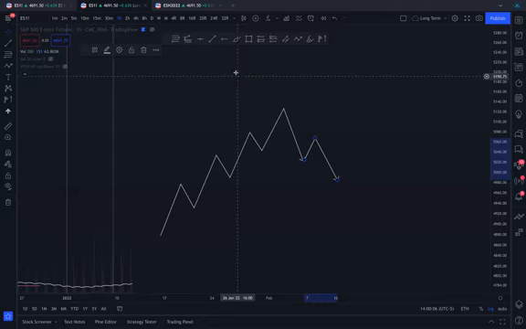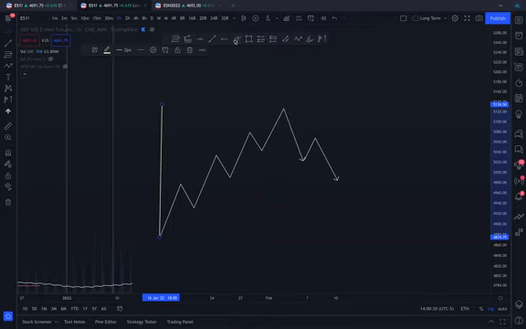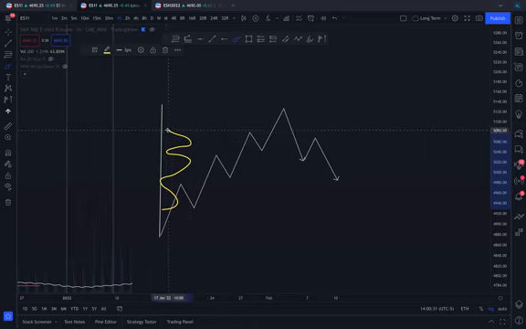From a profile standpoint, what's happening is, let's just see if I can do it like this. What often happens is you have, again, a high volume node, low volume node, high volume node, low volume node, high volume node, low volume node. And then again, we might have another high volume node.